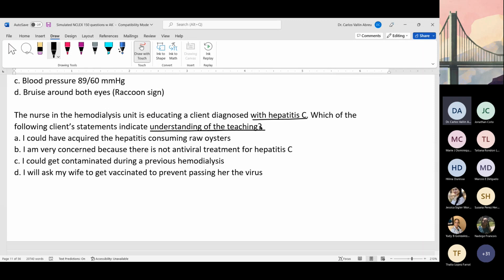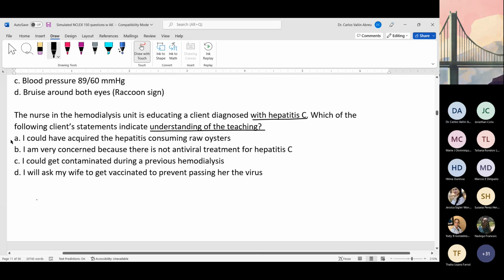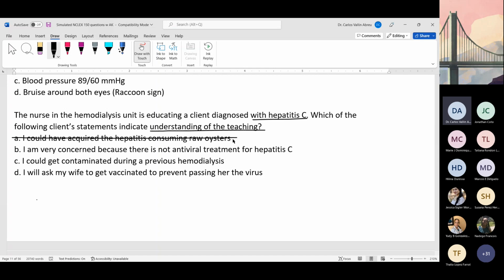Let's see what we can rule out. Can we rule out A? Yes. Hepatitis C is acquired as a blood-borne pathogen, and not as a fecal-oral disease, so it is ruled out. Next, I'm very concerned because there is no antiviral treatment for hepatitis C. Is this true or false?